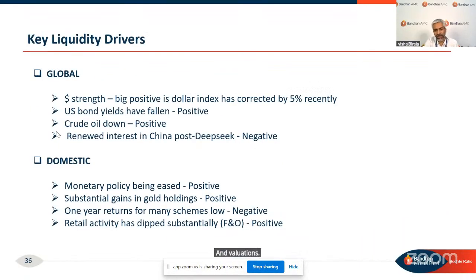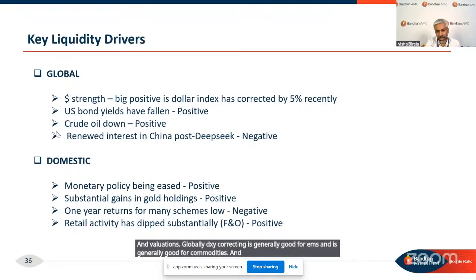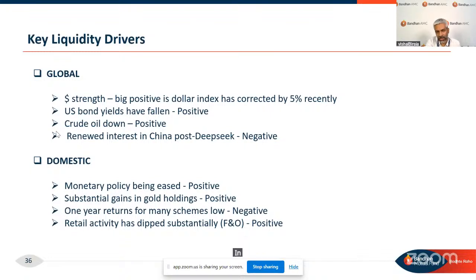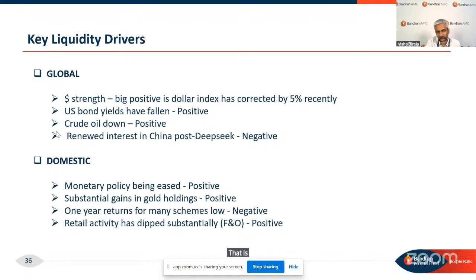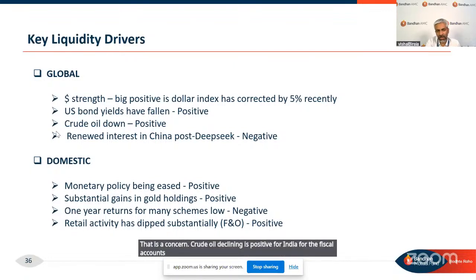Globally, DXY correcting is generally good for EMs and is generally good for commodities. And I think once this panic settles in a couple of weeks, this is how it could play out. In this sort of a search for safe haven, the US yields have fallen from 4.4% to 4.15%. That is a concern. Crude oil declining is positive for India for the fiscal accounts, but negative for the companies who are focused on the Middle East.